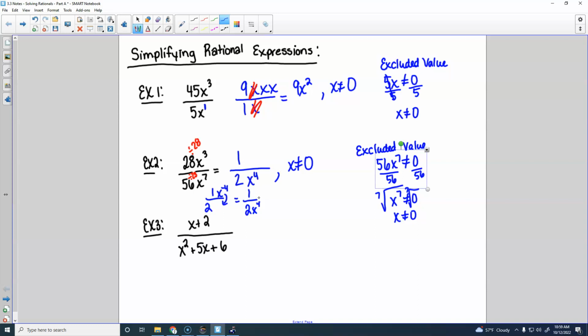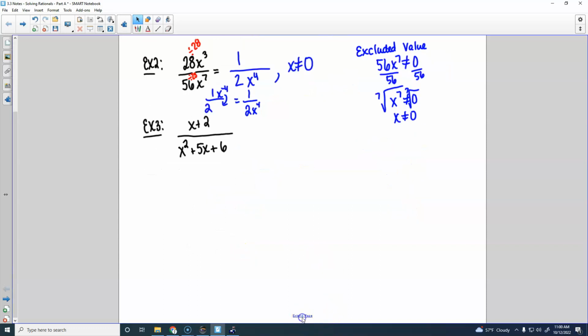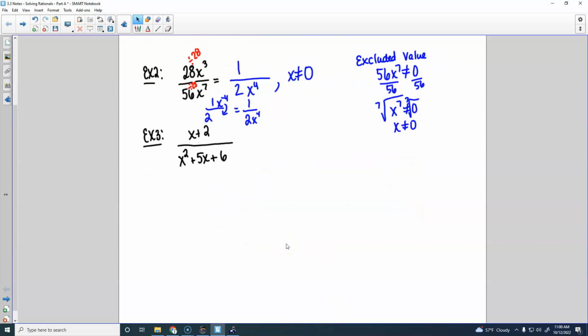Okay. Now, for example 3, let me show you. Make sure this is locked in place here so that I can erase. Don't do what I'm about to do. It's locked in place. Okay. Don't do what I'm about to do. But let me show you what children do. Okay. This is what they do.